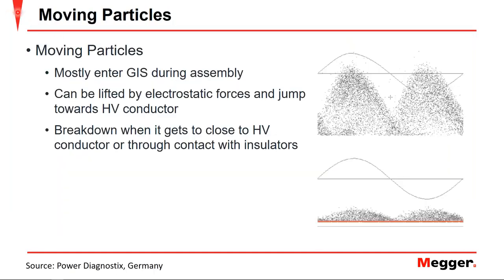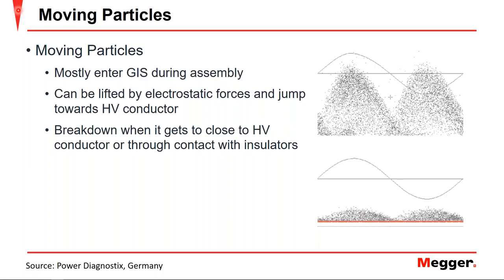Now I just kind of want to show you an example of some measurements. These are provided by our fellow co-workers at Power Diagnostics in Germany. And here's an example of a moving particle, also often referred to as a hopping particle. And this is mostly caused by the GIS assembly, where you may have some shaven metallic particles that may have made their way into the GIS.